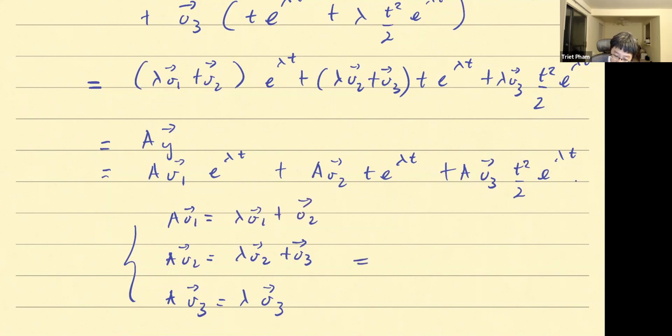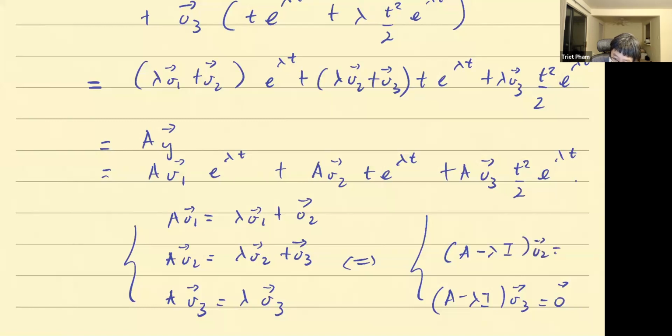Or let me put this in terms of a system. A minus lambda I, v3 is 0. A minus lambda I, v2 is v3. A minus lambda I, v1 is v2. All right.